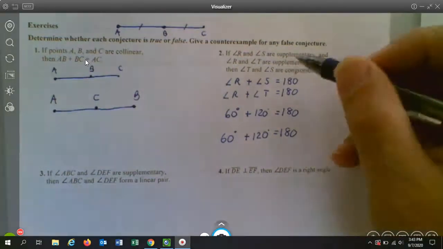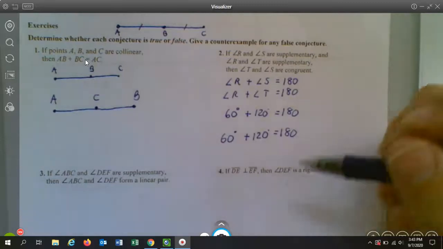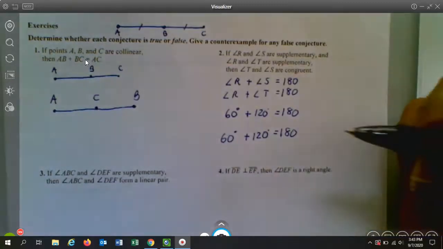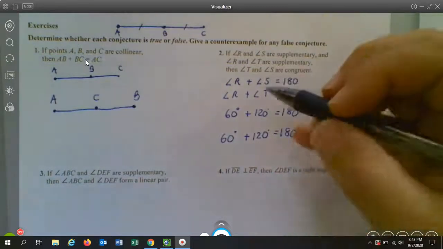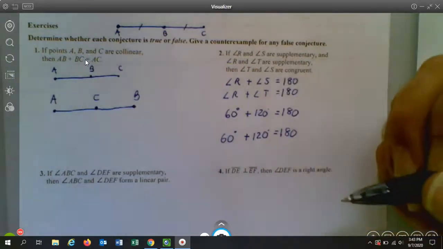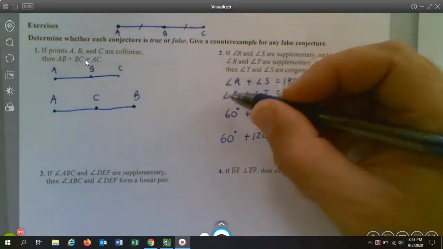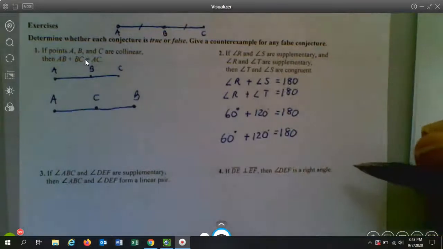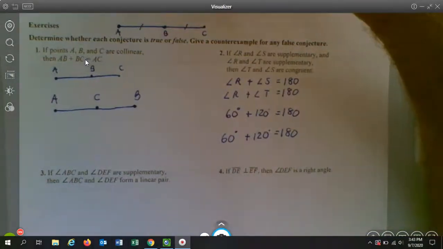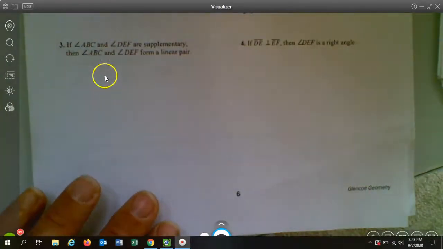And there's actually a theorem to this that we're going to be using as this chapter goes on. It's called the congruent supplements theorem. And it just means that if two angles are supplementary to the same angle, then those two angles must be congruent to each other. So that one is a true statement. So we just write true for that one. If you cannot come up with a counterexample, we just write true.